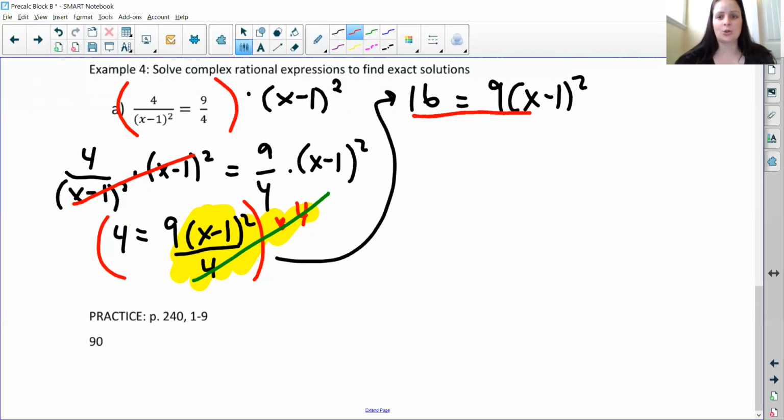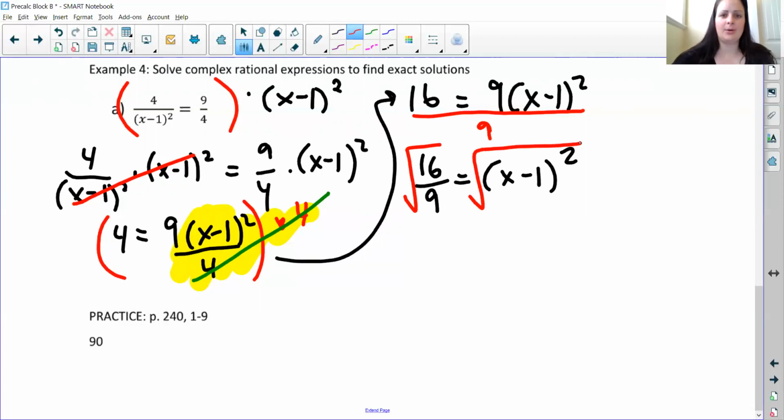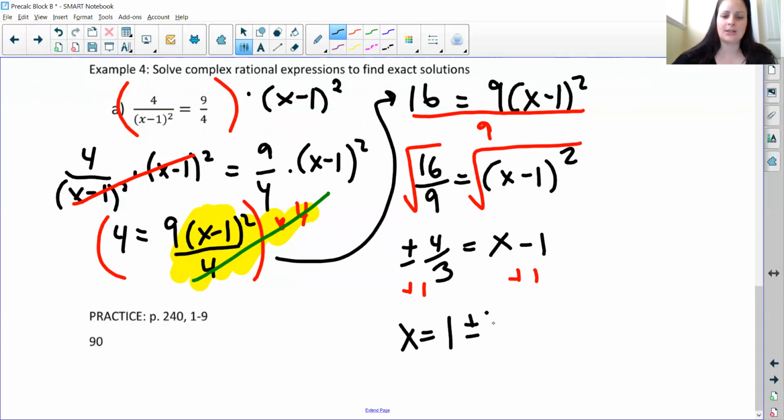So now we have to divide everything by 9. So we have 16 over 9 equals x minus 1 squared. You're then going to take the square root of both sides, and you're going to get plus or minus the square root of 16 over 9, which is 4 over 3, equals x minus 1. You're then going to add 1 to both sides, and that means x will equal 1 plus or minus 4 over 3.